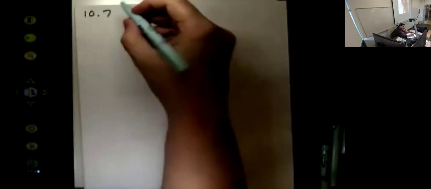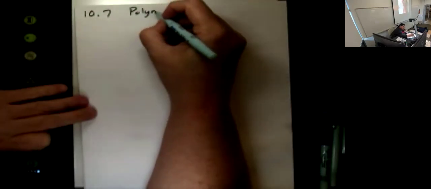You can see other problems like that in 10.6 in the textbook. And 10.7 is on polynomial and rational inequalities.